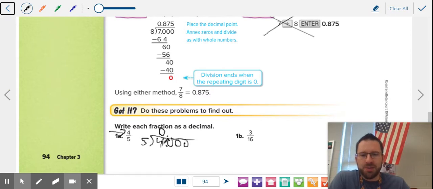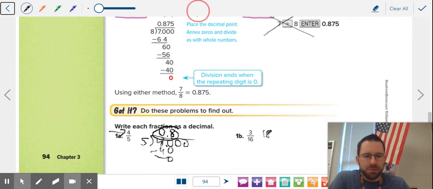Next, you ask how many times is 5 going into 40? It goes in 8 times evenly. 5 times 8 is 40. And we are done because there's nothing left over here. 0 remainder, 0 over here, 0, 0, 0. There is your decimal, 0.8. There's your work. There's your answer.